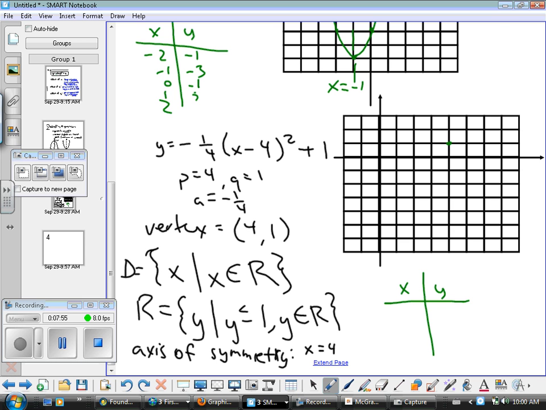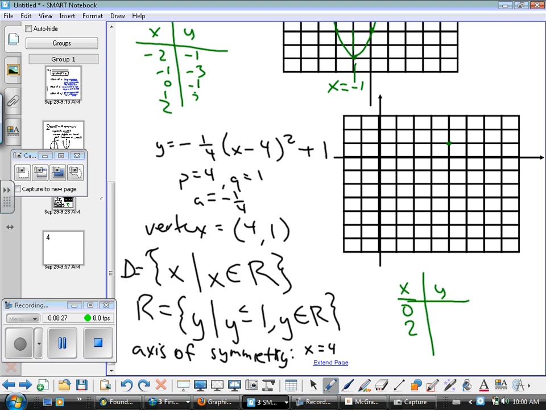Maybe I can make my x value 0, because I know that's actually going to give me my y-intercept. Sorry, why did I say -4? I'm sorry. x is equal to 0. That's going to give me my y-intercept. And then I can do one in the middle if I want. I can do x equals 2. That would be 2 good points to do.